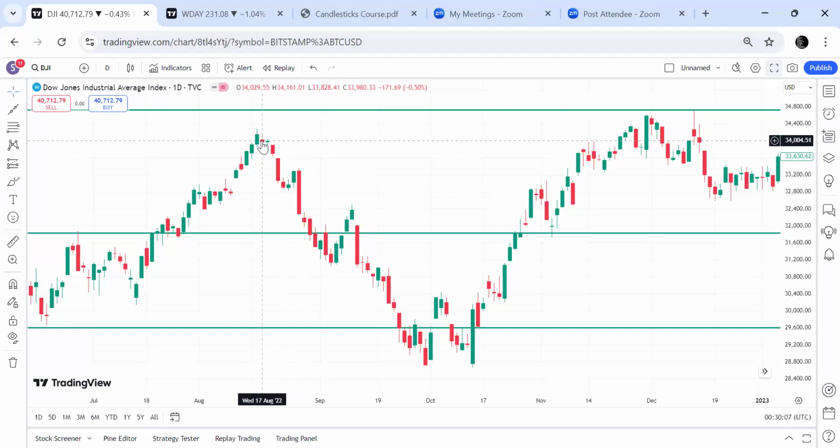For example, see here, there is a downward momentum. I'm clearly seeing a downward momentum here. And here you can see a candlestick had been formed.